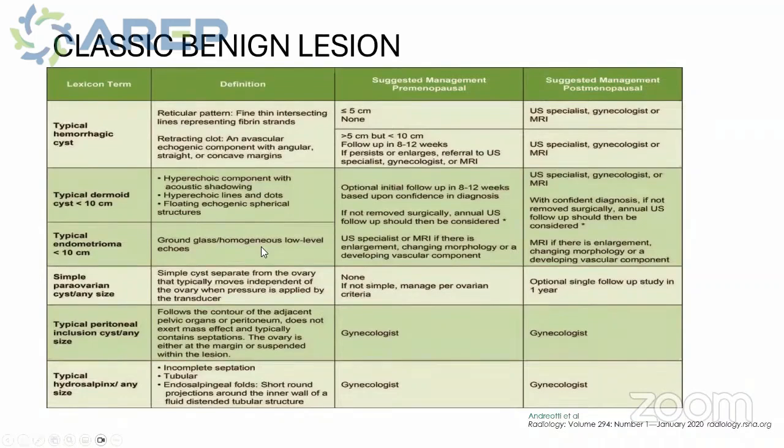And a typical endometrioma is a cystic lesion with homogeneous low-level echoes, or so-called ground glass appearance. A simple parovarian cyst is a cyst that is separate from the ovary, and it typically moves independently of the ovary when pressure is applied by the transducer. A peritoneal inclusion cyst follows the contour of the adjacent pelvic organs. It does not have any mass effect and typically contains septations. The ovary can be seen either at the margin or within the lesion. And hydrosalpinx is a typically elongated lesion with incomplete septation and endosalpingeal folds, which are small projections around the inner wall of the lesion.